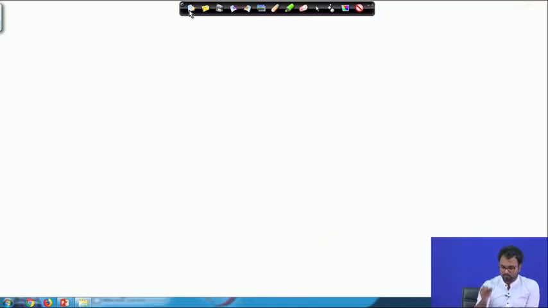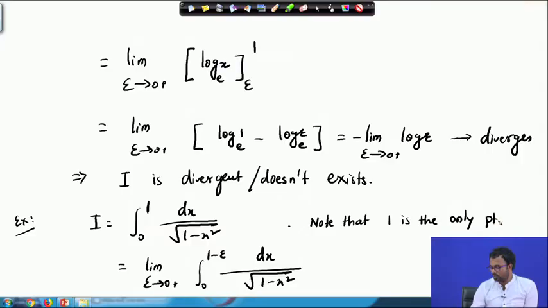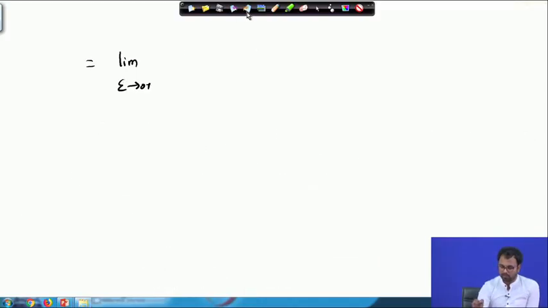Now, we can write this as limit epsilon goes to 0 positive. Here we can put a small comment that note that 1 is the only point of discontinuity. All right. So next we can write it as the value of the integral.